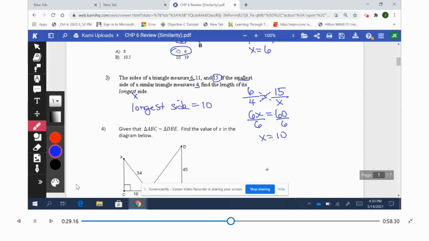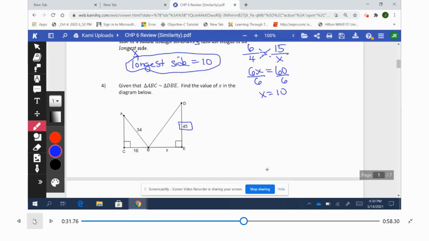Okay, last one is for page 1. We're trying to figure out which ones are corresponding to get our proportion. And what we notice is before we can get x, we need somehow to get something that corresponds with 45. So we're missing too many sides. So we'll have to use Pythagorean theorem first to get y, and then we'll be able to set up our proportion. So a squared plus b squared equals c squared.